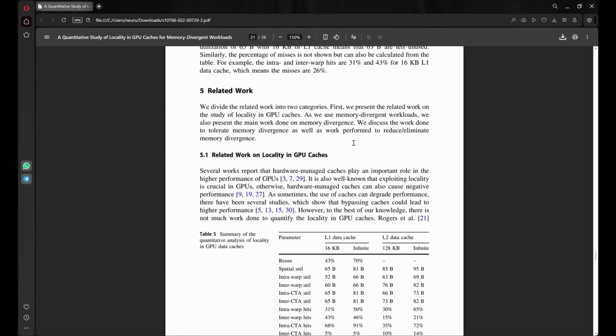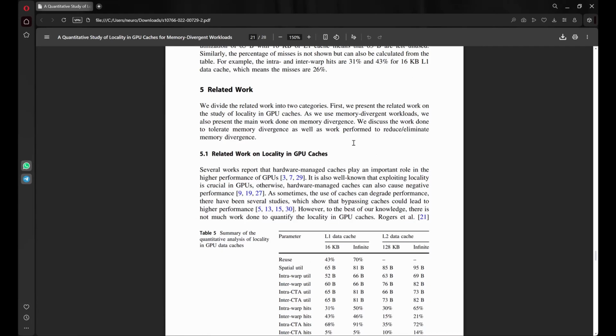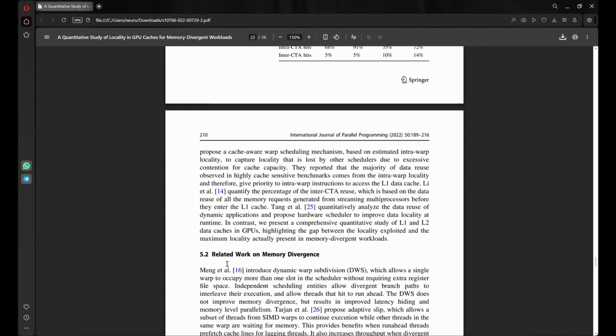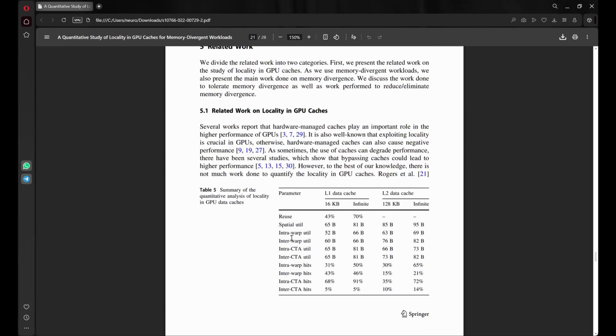They have two sections: the related work on locality and GPU caches, and then related work on divergence. Several works report that hardware managed caches play an important role in higher performance GPUs. It is also well known that exploiting locality is crucial in GPUs. Otherwise, hardware managed caches can also cause negative performance. Sometimes the use of caches can degrade performance.